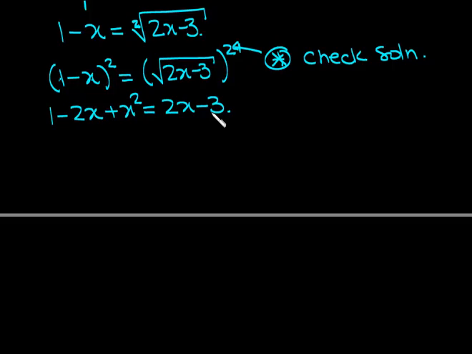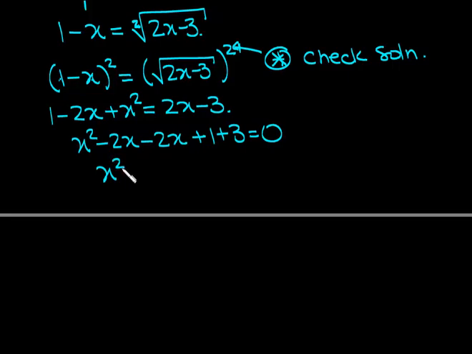So now we have a quadratic equation, correct? So we move everything to one side, so you get x squared minus 2x plus 1 plus 3 is equal to 0. So we get x squared minus 4x plus 4 is equal to 0. It's got three terms, nothing in common. Degree 2, we can use the AC method.